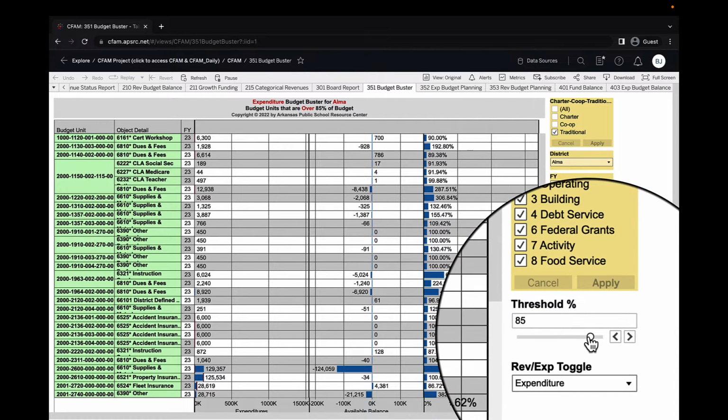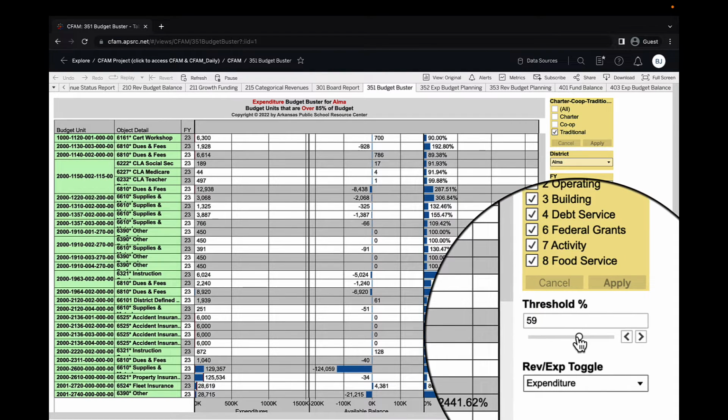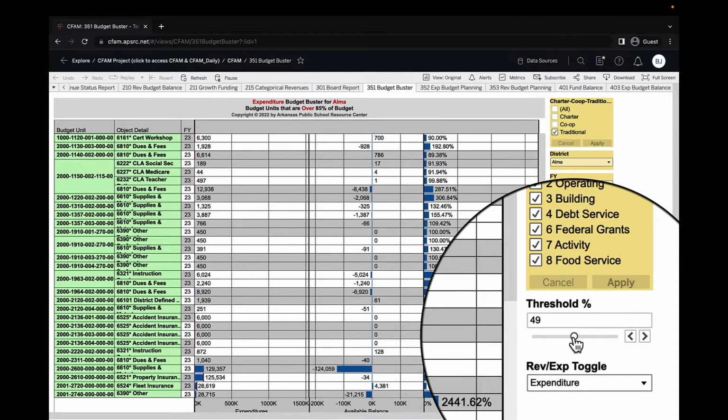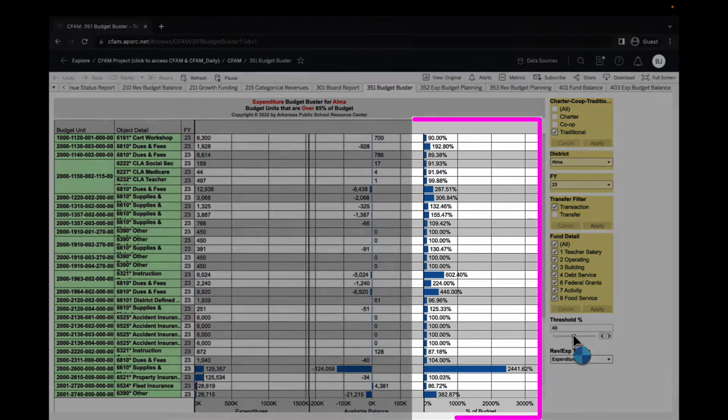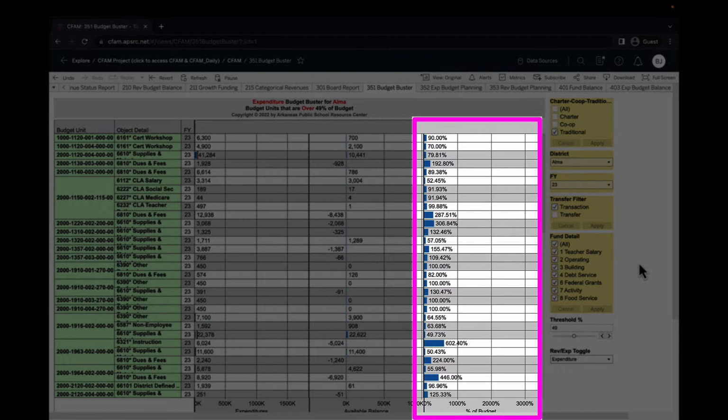But let's say you were about halfway through the school year, and so you might want to slide this back down to something closer to 50% and take a look at items that were 50% or more over their budget that was set earlier in the year.